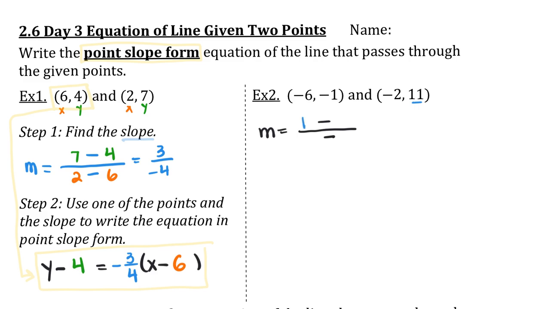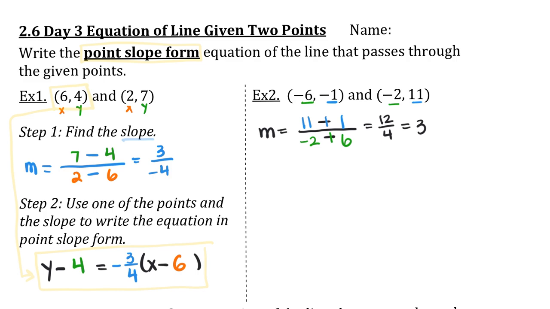11 minus -1. It's minus -1, but there's already a minus, so I'm just going to change it to +1. And the denominator x minus -6. So there's already a minus, I'm going to change it to a +6. 11 plus 1 is 12. -2 plus 6 is 4. 12 divided by 4 is 3. Perfect. I have a slope.